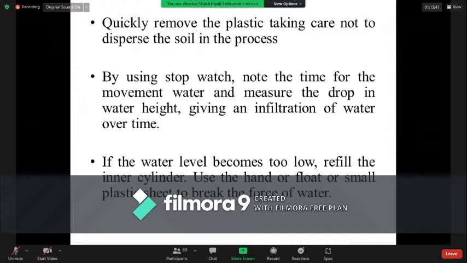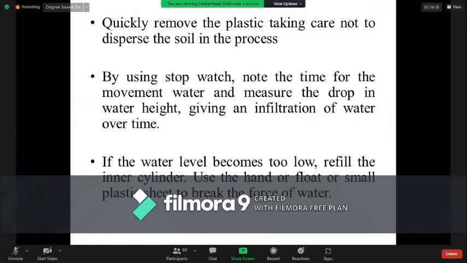So once you fix everything, then pour the water. Then immediately you have to start your stopwatch, and with the time you have to write down the drop of water level. So the drop of water height is equal to the infiltration of water. If the water level becomes too low, refill the inner cylinder.